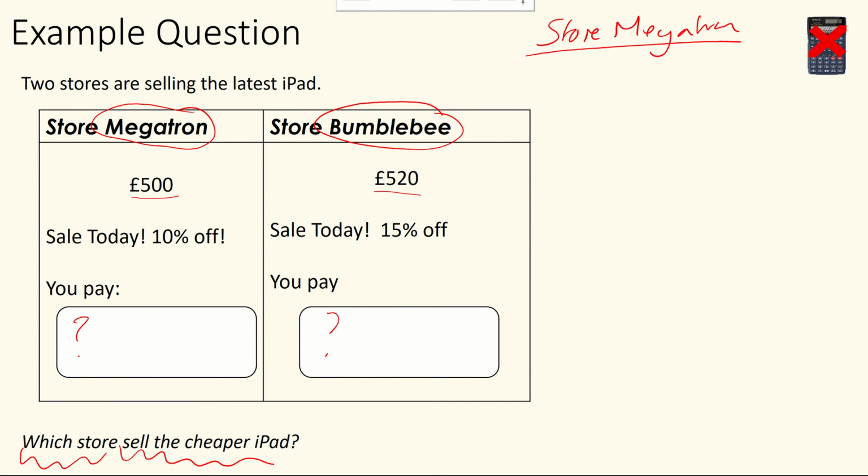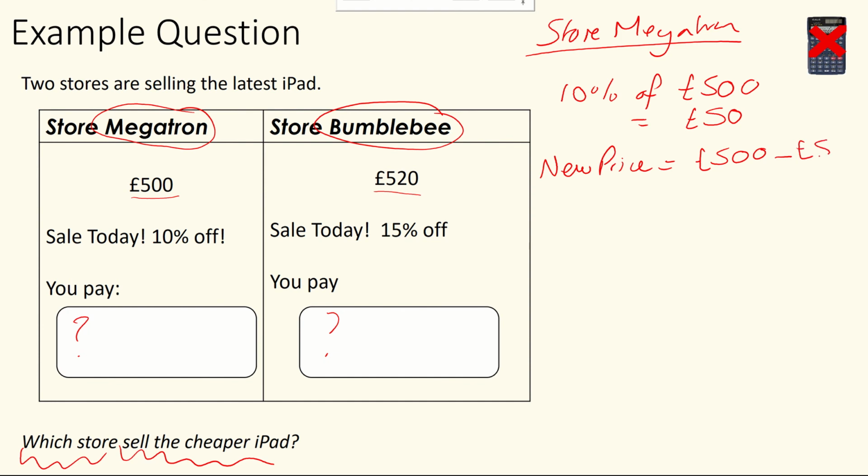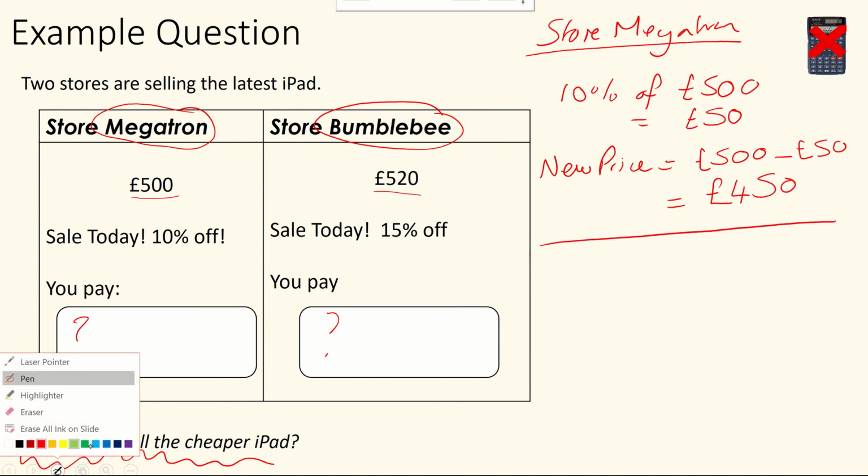We need to know, first of all, if we're getting 10% off, we need to know, well, what is 10% then? What is 10% of 500? Well, that equals £50. So the new price of their iPad equals the original amount, 500, take away £50. So that means that their iPad is £450. Not bad. Still very expensive.